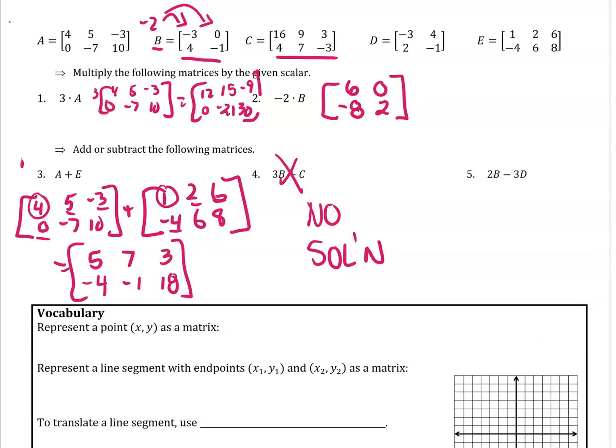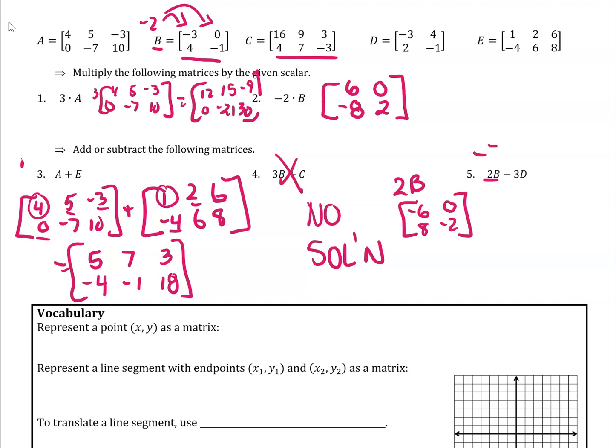Number 5, 2 times B, which is 2 by 2, minus 3 times D, which is also 2 by 2. We can do that. Remember, subtraction is just adding the negative. So first, we'll do 2 times B. 2 times negative 3 is negative 6. 2 times 0 is 0. 2 times 4 is 8. 2 times negative 1 is negative 2.